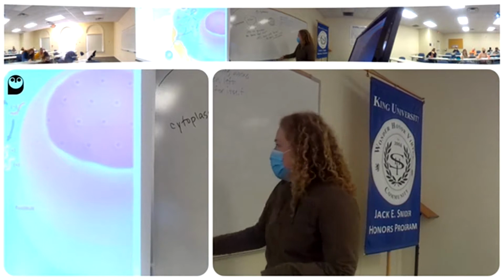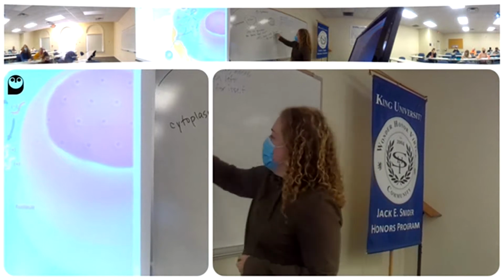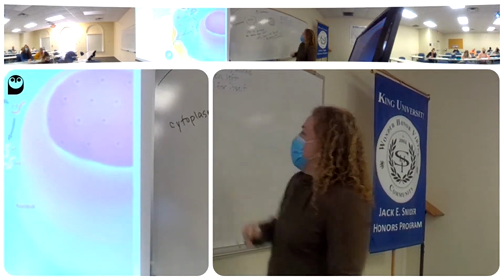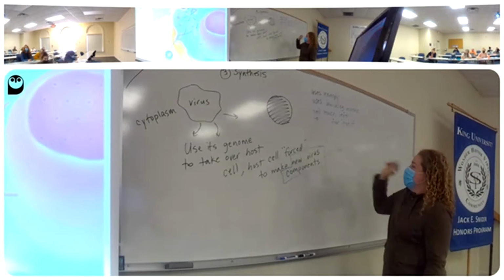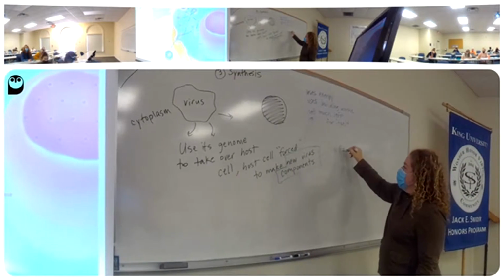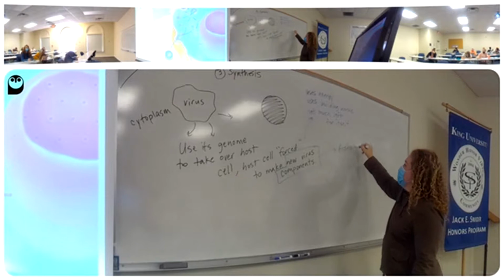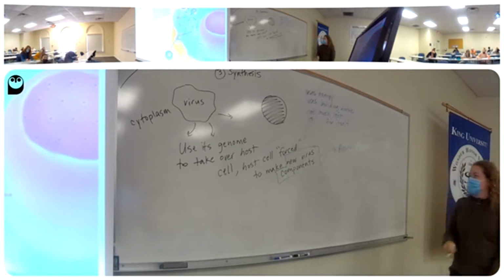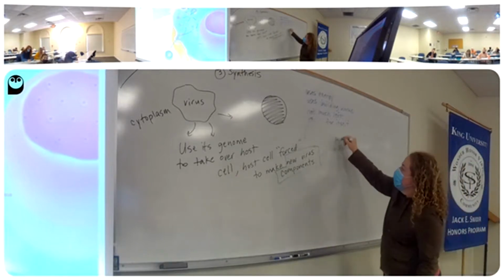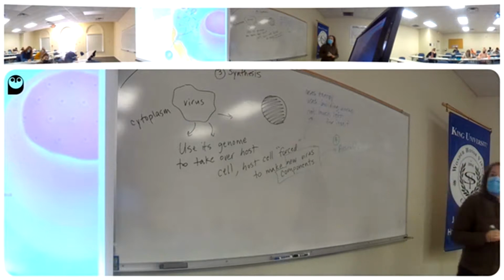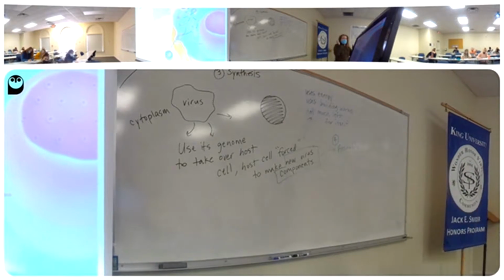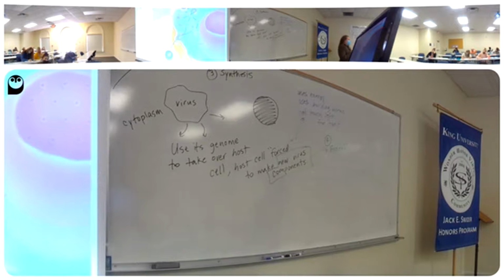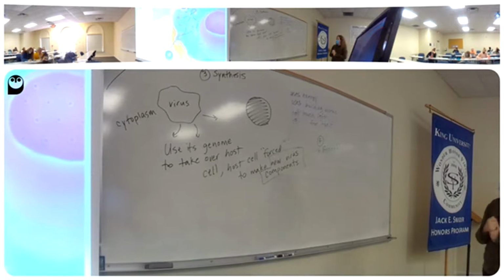And then the 4th step is, okay, now that the host has made all the new virus parts for the virus, they are going to do assembly. That's step 4. Step 4 is assembly. All the parts will come together and form a new virus, new viruses.